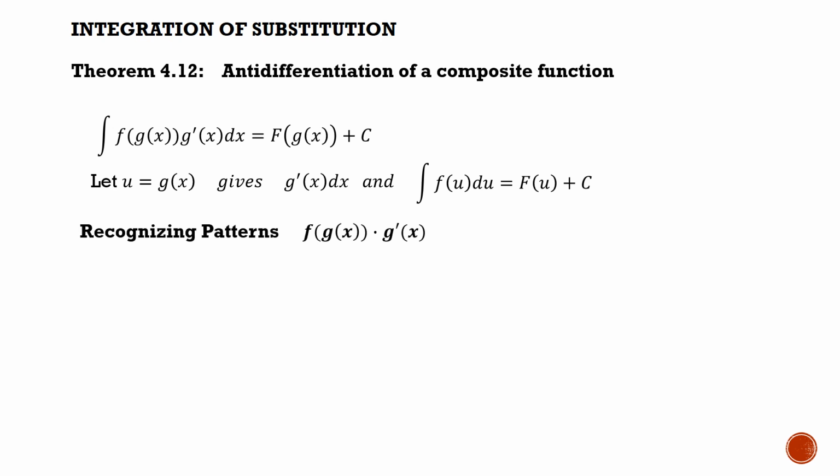So the whole point here is about being able to recognize patterns. So we have to recognize that we have a composite function multiplied by the derivative of the function that is inside the other. So for example, if we take a look at this, we can see that x squared plus 1 all squared is the composite function, and if I were to take the derivative of x squared plus 1, I would end up with 2x. So this follows the pattern that we're looking for.